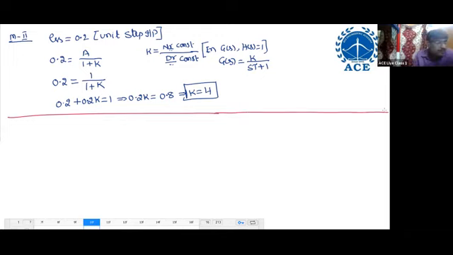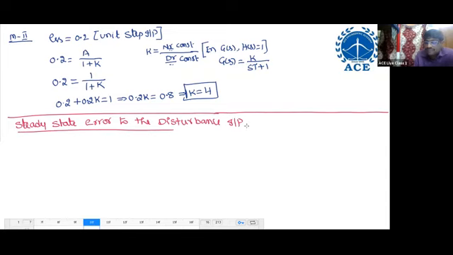Put the heading: steady state errors to the disturbance or noise inputs. Steady state errors to the disturbance input. Disturbance or noise. Okay? Now listen.